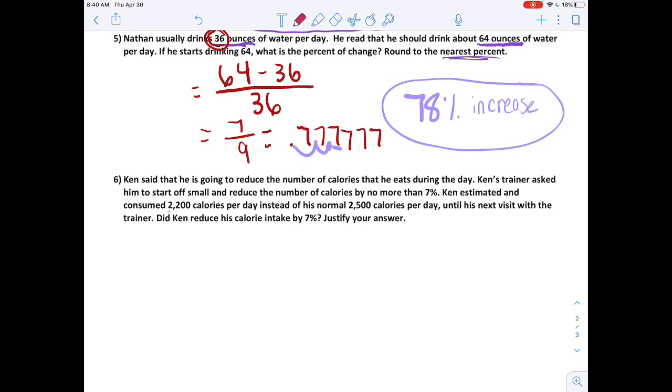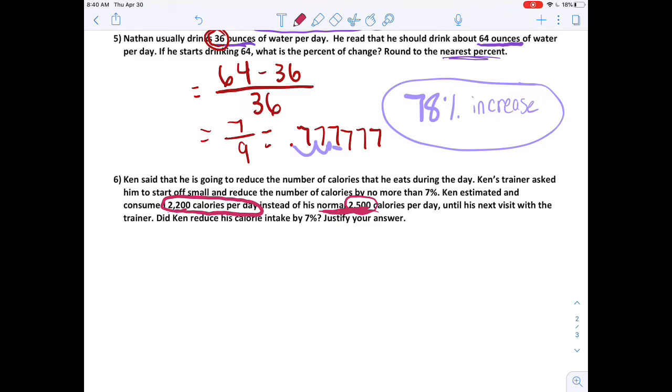Ken's trainer asked him to start off small and reduce the number of calories by no more than 7%. Ken estimated and consumed 2,200 calories per day instead of his normal 2,500 calories per day. So that's how much he was eating. He was eating 2,500 calories, and now he reduced it to 2,200 calories until his next visit with his trainer. Did Ken reduce his calorie intake by 7%?